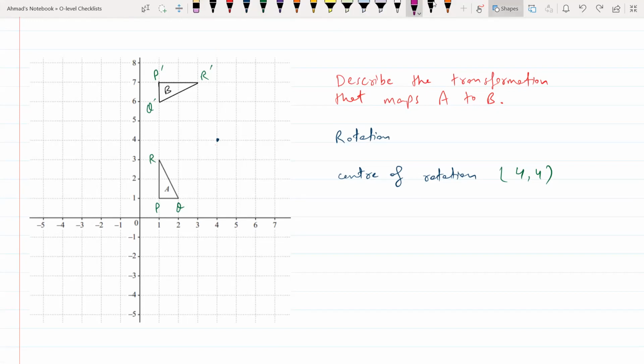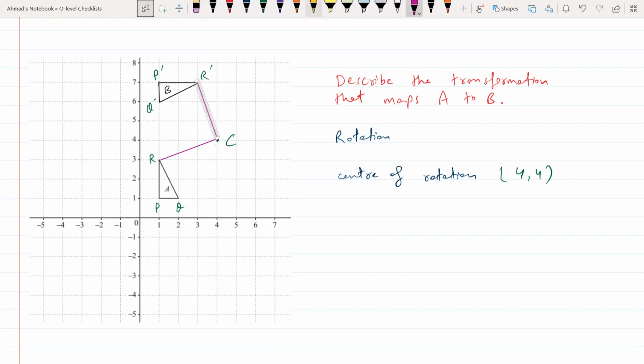So, for instance, what is our center? Center is this. This is the center of rotation. From the center of rotation, you join the corresponding points, any. So let's say I join C and R here, and I join C and R dash. From the center, you join any set of corresponding points.